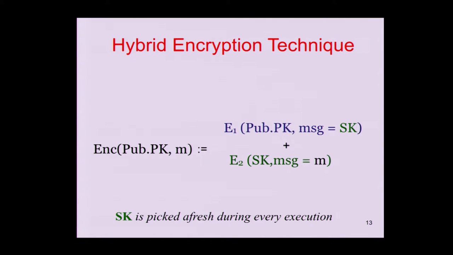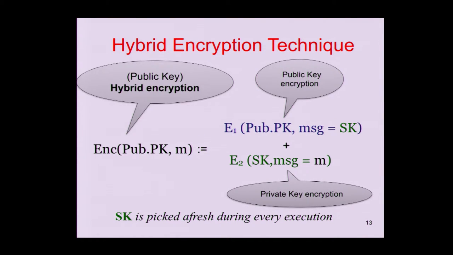So in order to encrypt a message M, you are first going to pick a secret key corresponding to a private key scheme afresh in the execution of this encryption algorithm. And then you're going to use the public key scheme to encrypt the secret key. And now you have to somehow encrypt the message, right? So you're going to encrypt the message using the secret key scheme. Okay? And you're going to use SK to perform the encryption operation. So as I said, this is a public key encryption, this is private key, and this is the hybrid encryption scheme. And I should mention that this hybrid encryption which you obtain actually corresponds to a public key scheme.